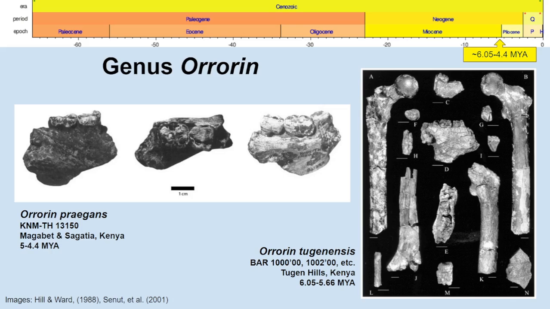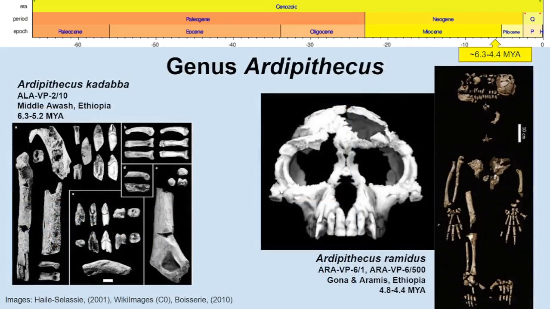The second species is one of the newest known hominins, Orrorin praegens, also from Kenya, but dating to between 5 and 4.4 million years ago. This material had actually been known since the 80s, but was only recognized as a distinct member of this genus in 2022. And it differs from tugenensis primarily in its dental morphology, but it does extend the lifespan of Orrorin further forwards in time. Which, if we move to the next slide, we will meet another later hominin.